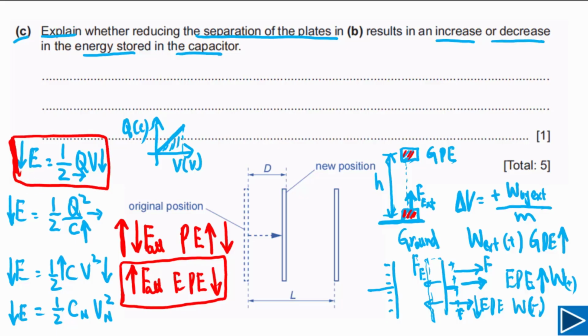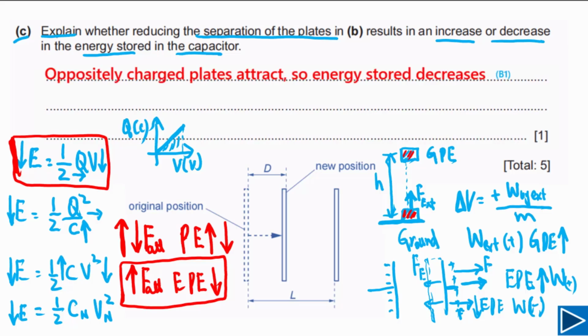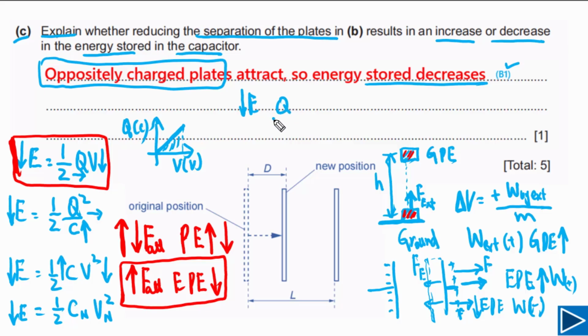Now let me show you the answer, what you need to write down. This is how you can write the answer, and this is also given in the mark scheme. If you write that opposite charged plates attract each other, so the energy stored decreases. As we have seen, when the attractive force between the charged plates increases, electrical potential energy decreases. This question has only 1 mark. If you write this point, you will get it. You can also simply say that energy decreases because Q stays the same and V decreases. So that's the reason the energy stored in the capacitor decreases when the plates are moved closer.